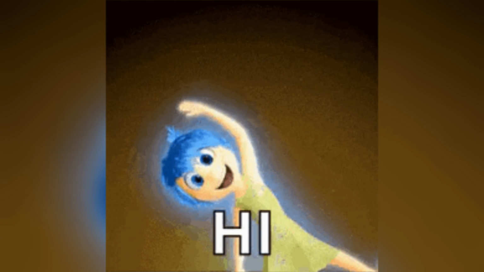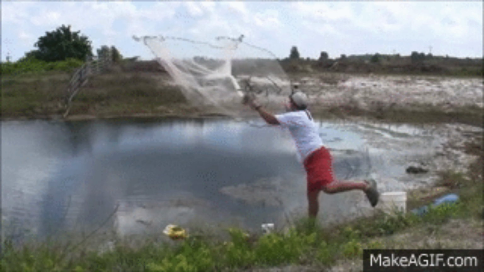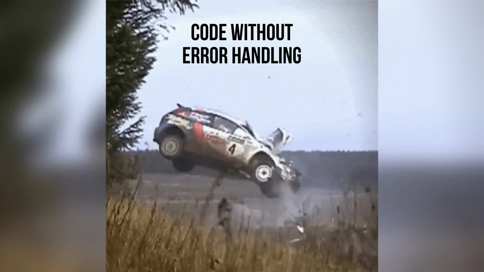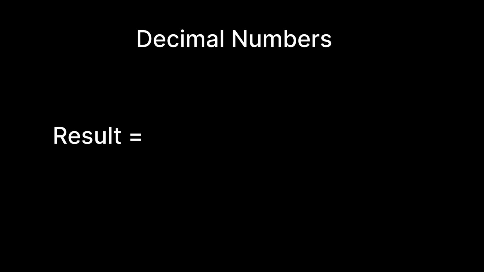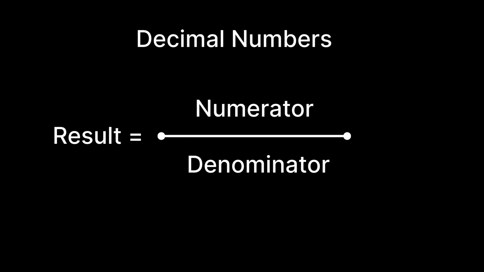Alright folks, today we are diving into the world of error handling in Python. That's right, the safety net of your code. Because bugs are inevitable but crashes are optional. For this we will be taking an example of producing decimal numbers by dividing the numerator and the denominator.